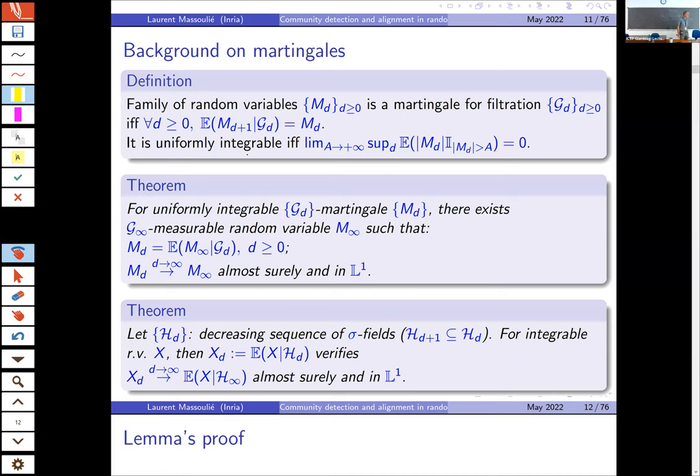Okay, and so the central result in martingale theory is that if you have a martingale that is uniformly integrable, then it converges almost surely and in L1 to a limiting random variable. If you denote by M infinity the limit of this martingale, then the value taken by the martingale at some finite time D is the conditional expectation of the limiting variable conditioned on the information at time D. So M_D is the expectation of M infinity conditioned on G sub D. And for the record, we'll use that. There's a whole body of results on martingales, but what I was stating now is the central result on convergence of martingales.